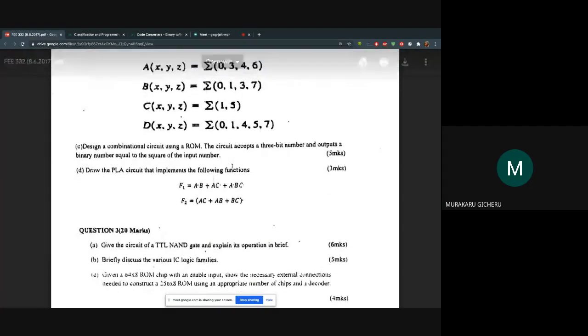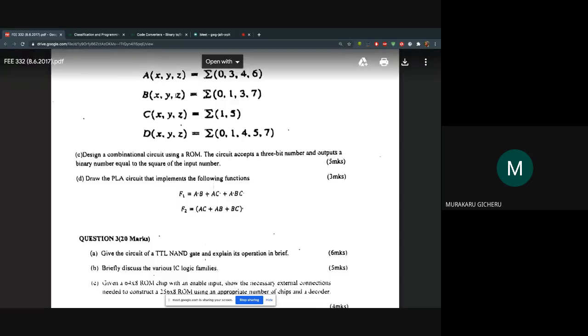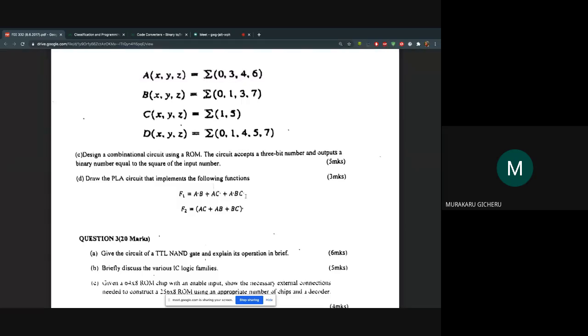So part D. Part D reads, draw the PLA circuit that implements the following functions. F1 is equal to not A B, or A not C, or not A, B, not C. And F2 is equal to AC or AB or BC, all of that complemented.